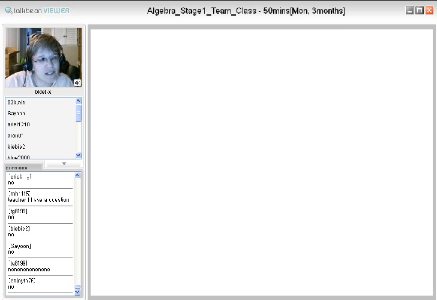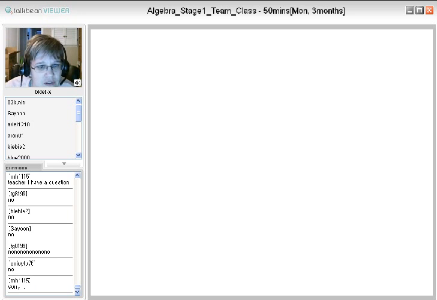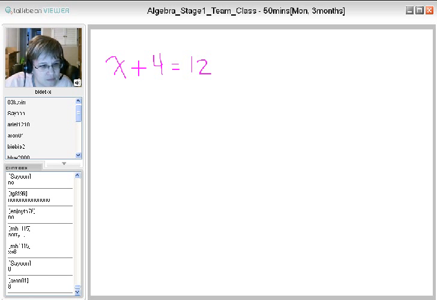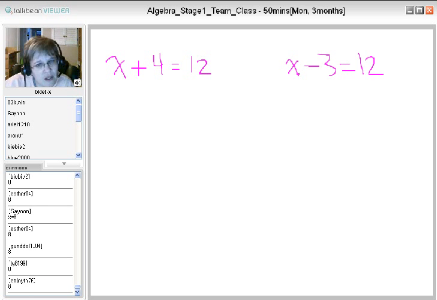Okay, so let's look at some examples then. If I have x plus 4 equals 12, what would the answer be for that? Okay. And what about what would the answer be for this one?